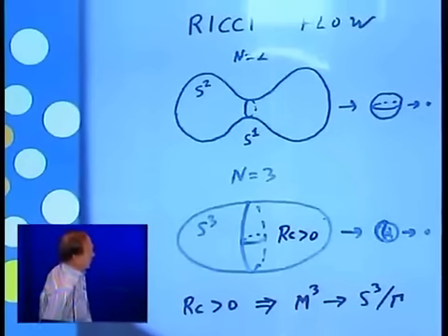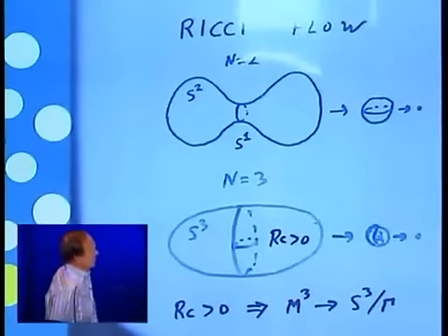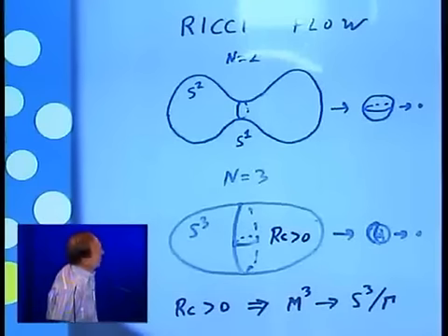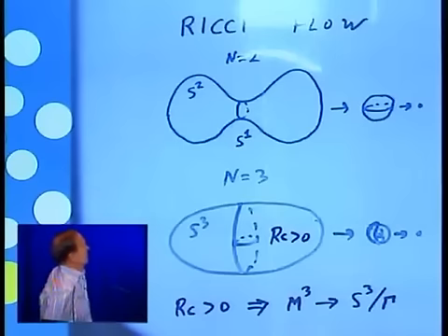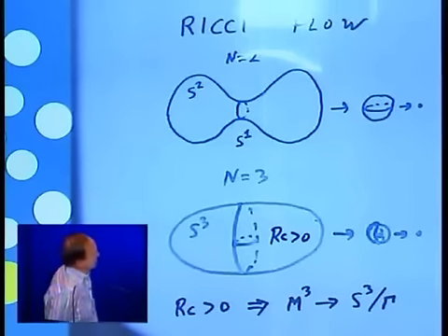If you have an S2 and it has a neck in the middle, well, that neck is just an S1, and S1, from the point of view of Riemannian geometry, doesn't have any curvature. and the neck opens up and it turns into a round sphere.